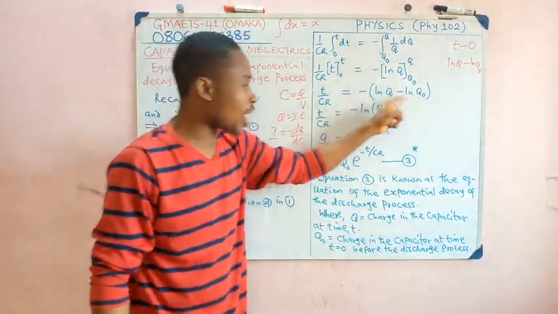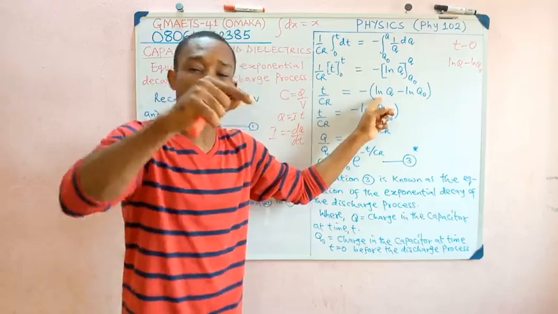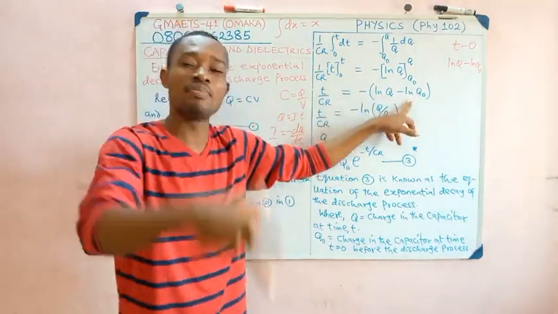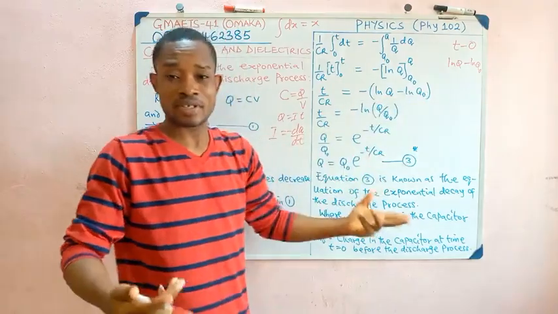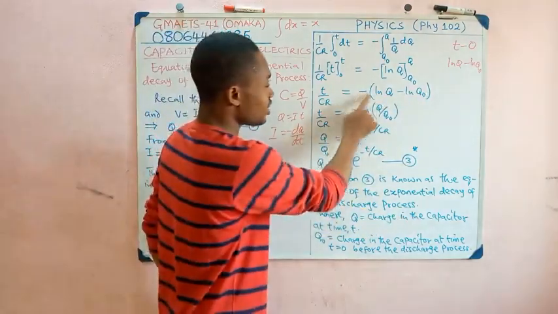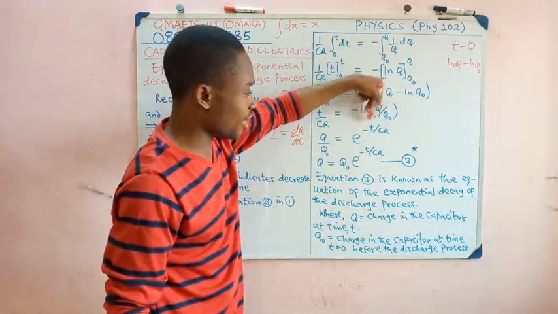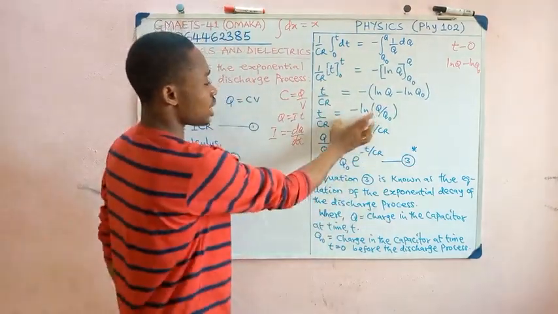Then from this part, we apply the law of logarithm, because ln is logarithm to base e. And you know that when you are subtracting logarithms that have the same base, all you need to do is pick one of the logs and then divide the numbers. So that gives us negative, I picked one of the ln, then this is the numerator, the first number, divided by the second number, q naught. So this is the equation we'll arrive at.